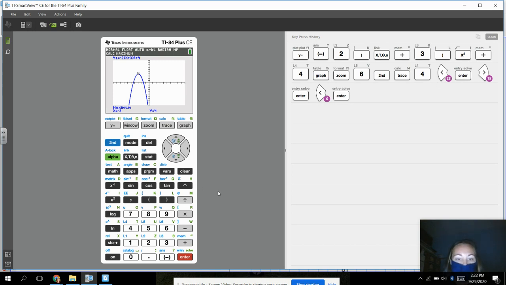But that's a little idea of what they're looking for on the technology part. So you can use your graphing calculator on your computer, or if you have your own actual graphing calculator at home, you can do that.